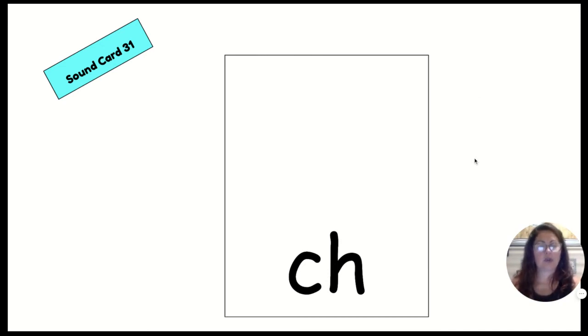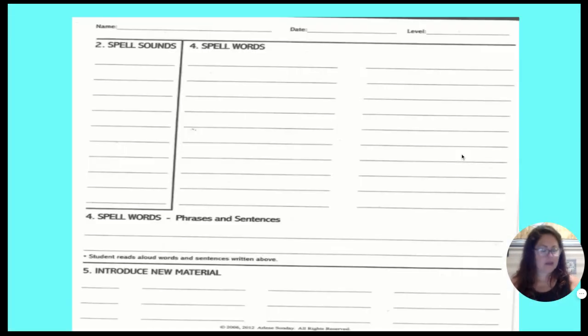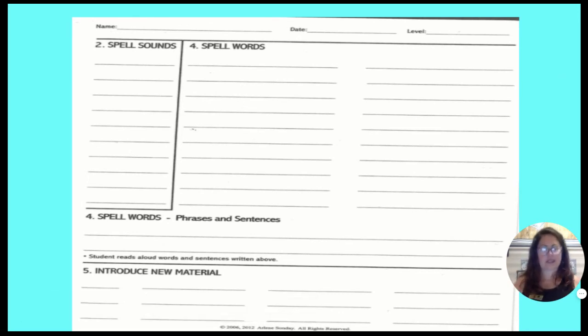The key word for CH is chick. Can you say chick? Chick. Okay. Now I want you to write in the Introduce New Material section down here. I want you to write CH 3 times on those short lines on the left-hand side.